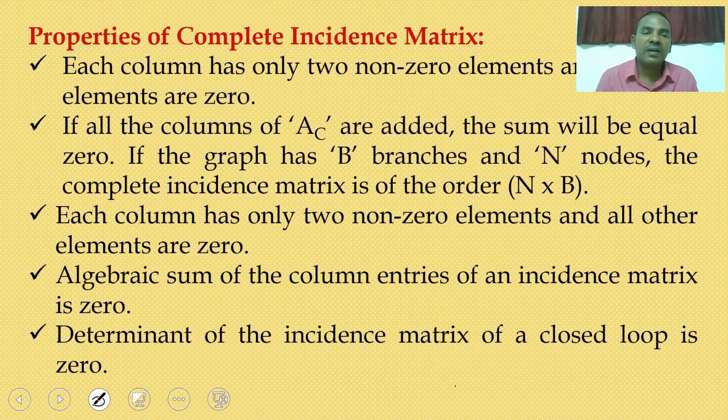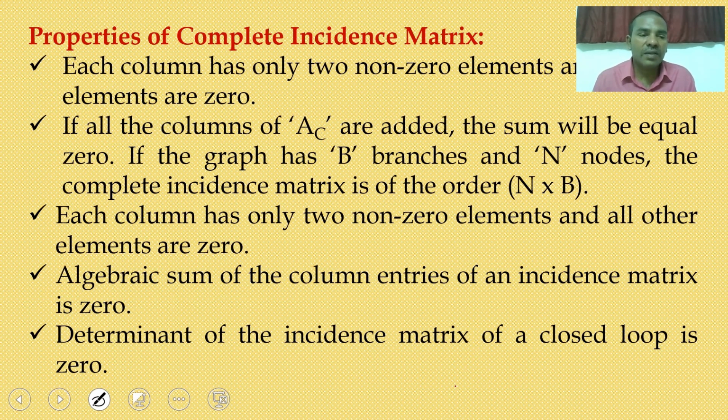Next, if you go for the summation of the columns, the net value must be 0. Similarly, previously I told, if 10 are there, 2 must be +1 and -1, remaining all must be 0. So +1 -1, what is the value? 0 only. If you add the total column, then the total column value must be 0. That is one more property of the incident matrix.